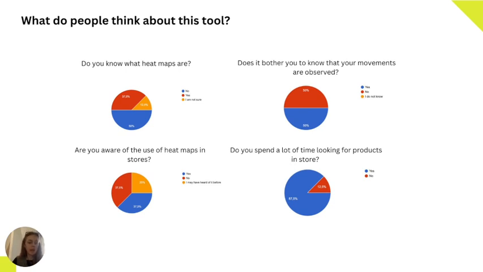And finally, we asked kind of a trick question, questioning them on whether they look for products for a long time. For example, if they find themselves lost in stores, and that is one of the benefits that heat maps can bring. So obviously this will tell us how stores will need to implement it and if it is a great benefit for them.